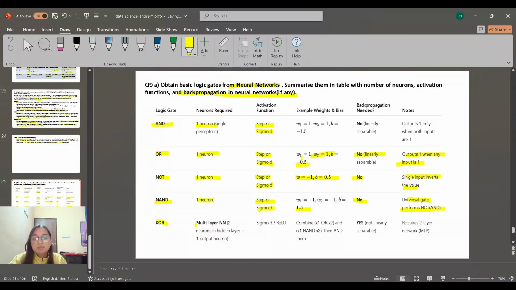XOR. Multiple layers of neural networks are required: 2 neurons in the hidden layer plus 1 output neuron. The activation function is sigmoid or ReLU. Example of weights and bias for XOR is to combine X1 OR X2 and X1 NAND X2, then AND them. Backpropagation is needed in XOR gate, as it is not linearly separable. It requires 2 layers of network, an MLP.